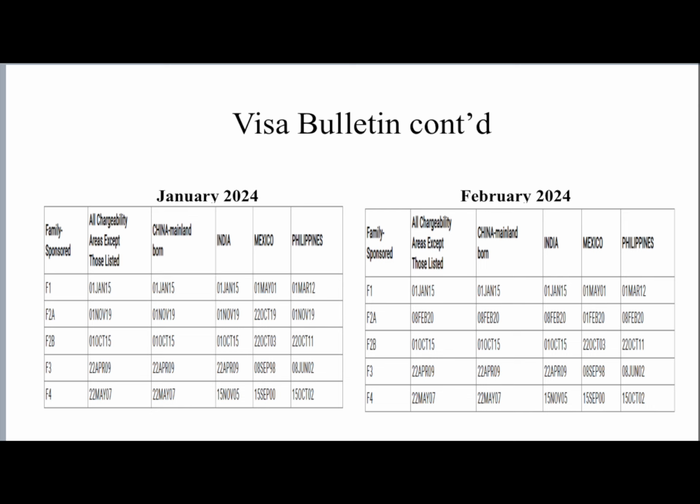F3 was at the 8th of January 2009, and it moved to the 22nd of April 2009. So that's about 3 months. Let's just call it 3 months, because I'm here trying to do this math in my head. And F4 saw some movement from the 22nd of April 2007 to the 22nd of May 2007. So they moved by a month.